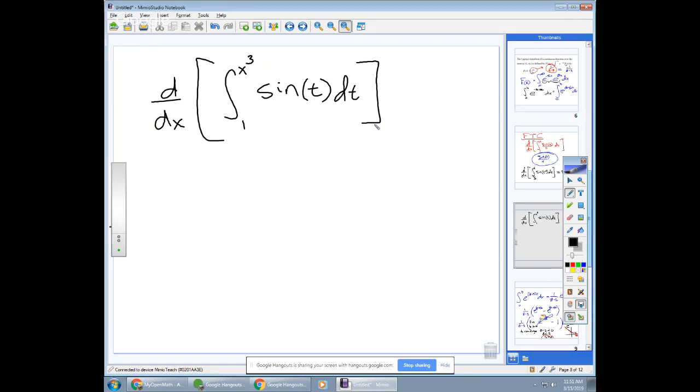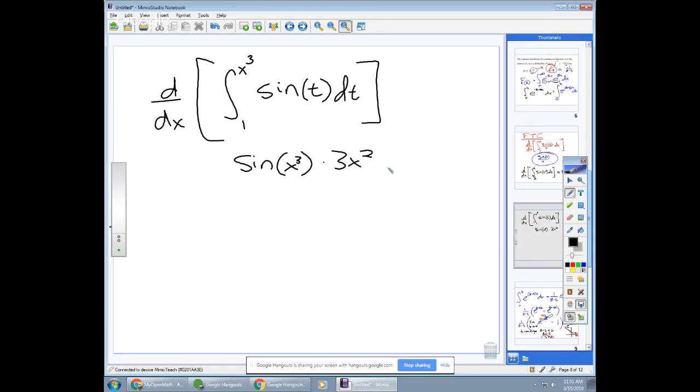Sine of x cubed. So we plug in the x cubed for t, but the chain rule says we need the derivative of that, so I'd have to multiply somewhere by 3x squared. And you can put that out front or behind, but that would be it right there.